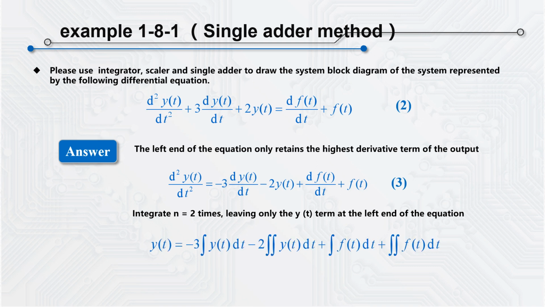Integrate formula 3 twice, we can get formula 4. After the left side is integrated twice, it becomes y(t), and the other terms correspondingly become primary integral of y(t), quadratic integral of y(t), primary integral of f(t), and quadratic integral of f(t). In this way, formula 4 can be described by the system block diagram.